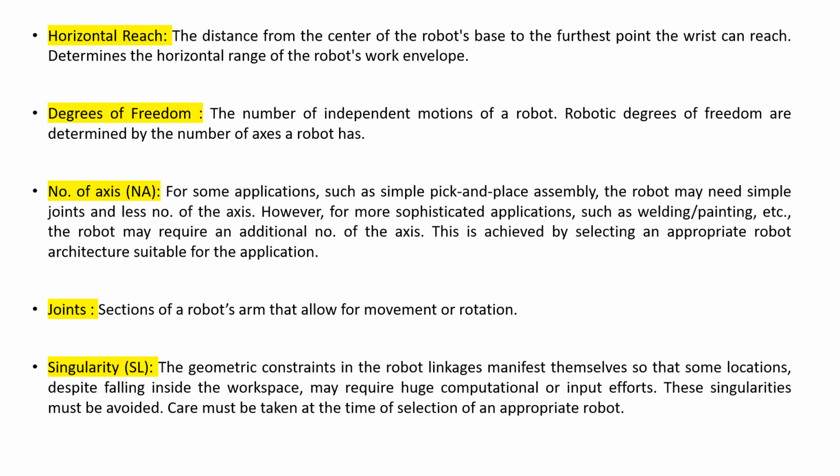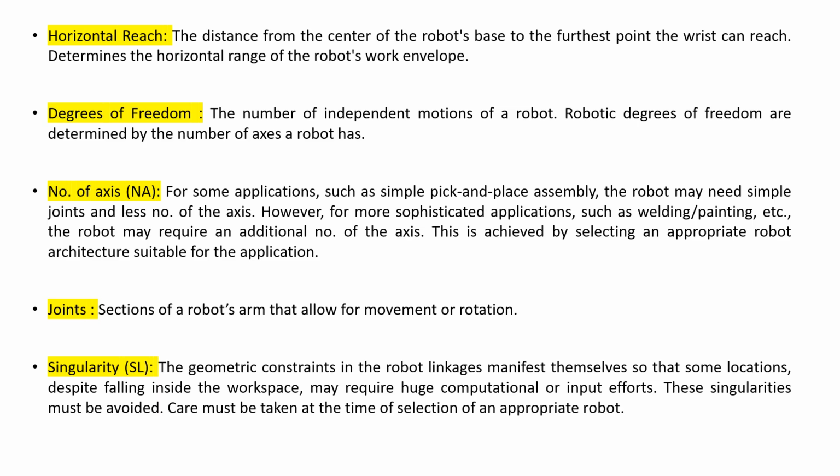So it is nothing but the number of independent motions the robot can have. It can be determined from the number of axes a robot has. For some applications we can have three axes, for some applications two axes, or some applications six axes. From that you will get to know how the robot will move in space, what its work envelope will be, and whether it will cover your work volume or not. So that's why the number of axes.